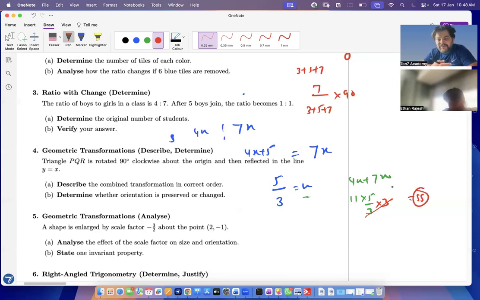Agree? You can multiply by anything. X is 5 by 3, but 5 by 3 can't be x. X has to be minimum 5. Understand? So see, if you take minimum 55, then only this happens.